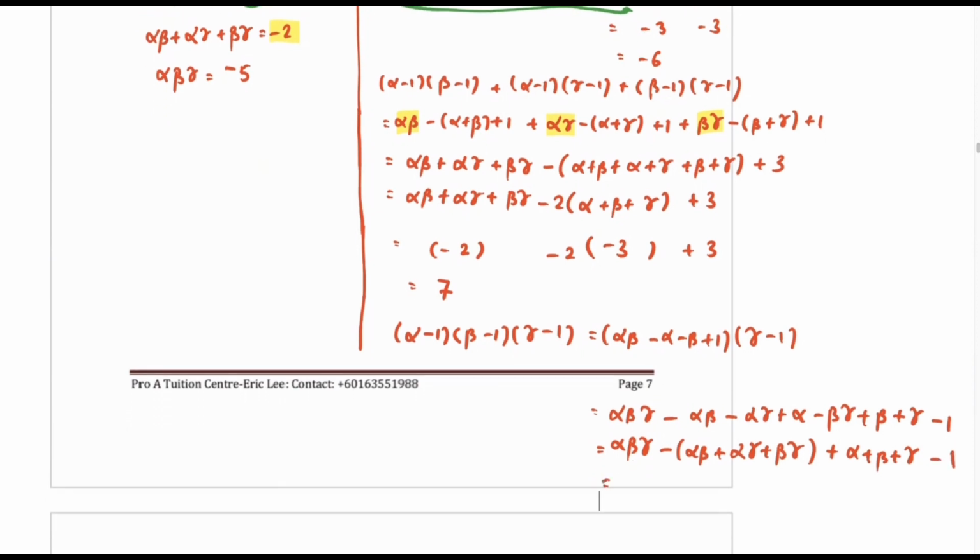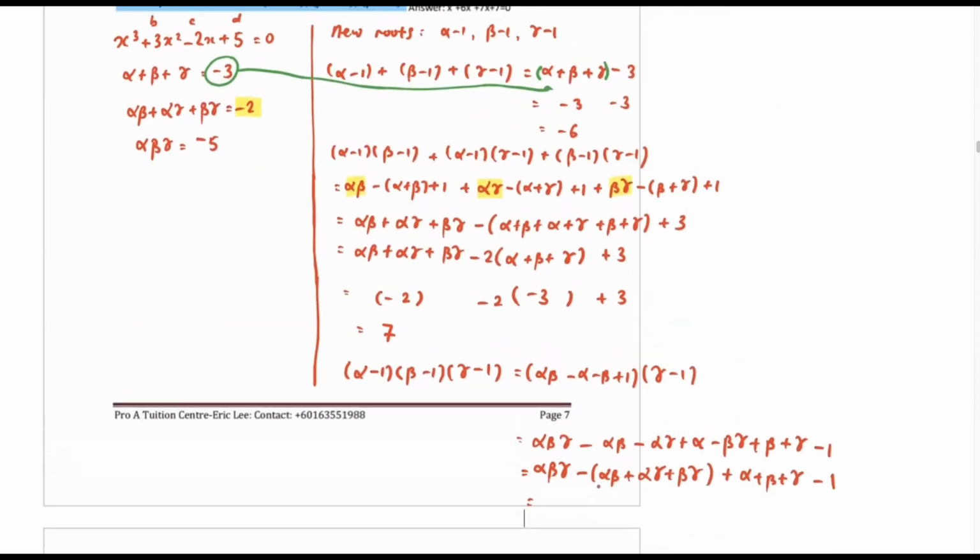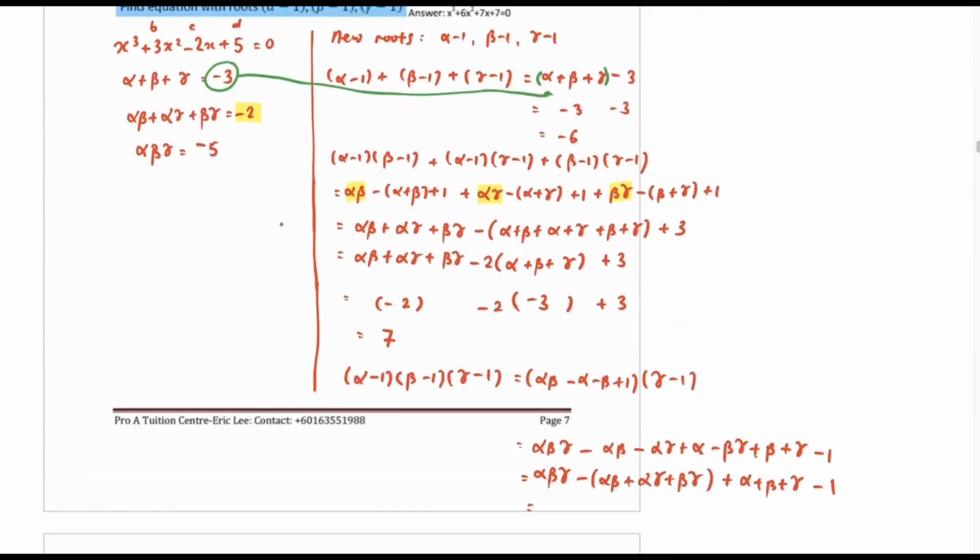Okay. So it seems like we can make use of our previous result also. Alpha beta gamma, negative five. This one, two of the roots multiply, negative two. And followed by single roots, negative three. Then minus one. Okay, then we can just count all these. Minus five plus two, minus three, minus one. So we get negative seven.